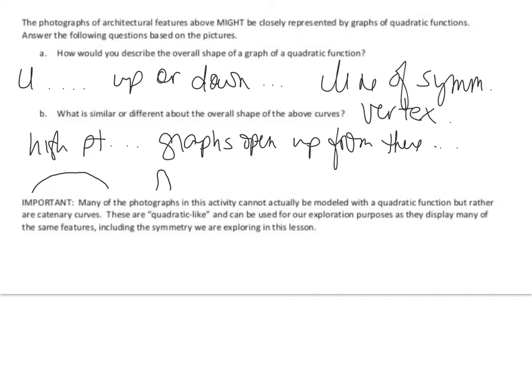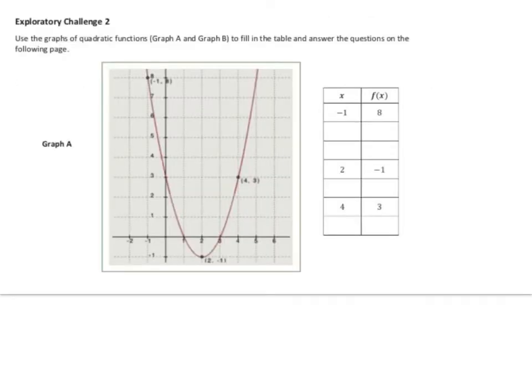Important: many of the photographs in this activity cannot actually be modeled with a quadratic function, but rather catenary curves. These are quadratic-like and can be used for our exploration purposes as they display many of the same features, including the symmetry we are exploring in this lesson. All right, let's explore. Use the graphs of the quadratic functions, graph A and graph B, to fill the table and answer the questions on the following page. All right, let's find some points.